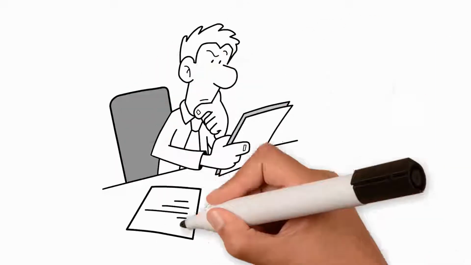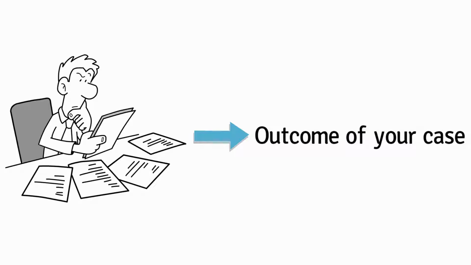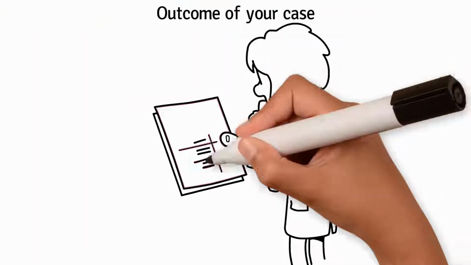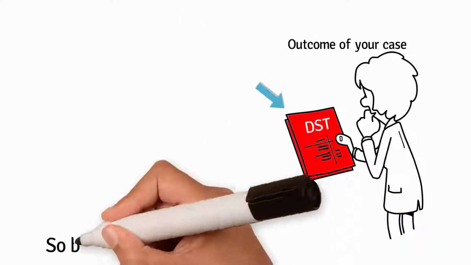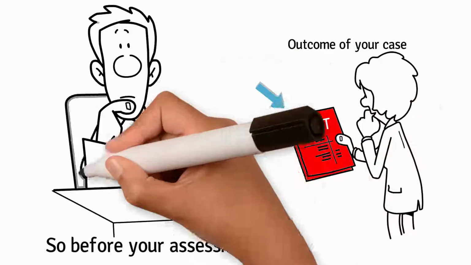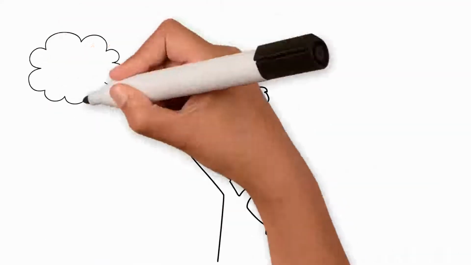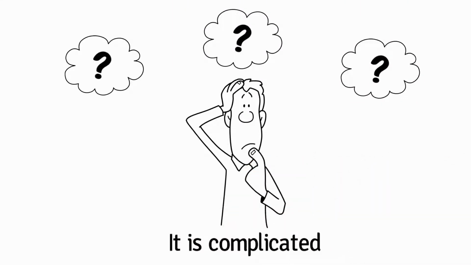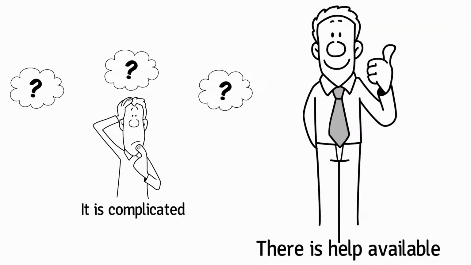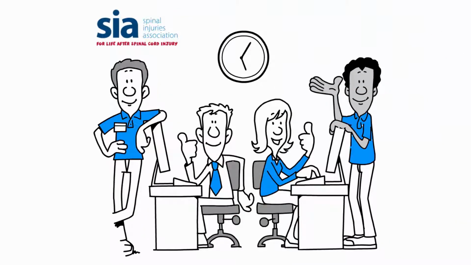How the assessors score your needs will play a large part in determining the outcome of your case, so you need to prepare yourself to make sure that all your care needs are included in the DST. Think ahead about how you will describe them. So, before your assessment, take time to familiarise yourself with the decision support tool. This probably sounds terribly complicated, and that's because it is complicated. However, there is help available. The SIA can provide you with help and resources to prepare for your assessment.